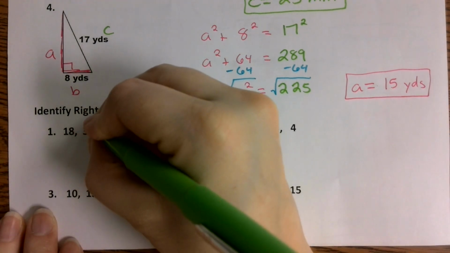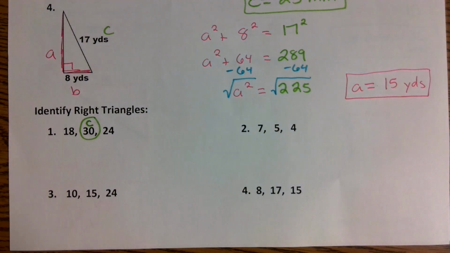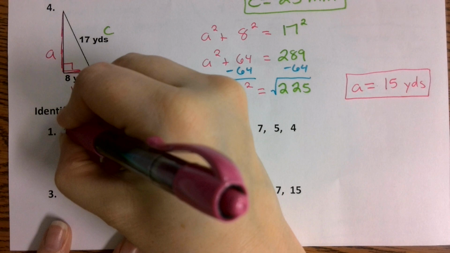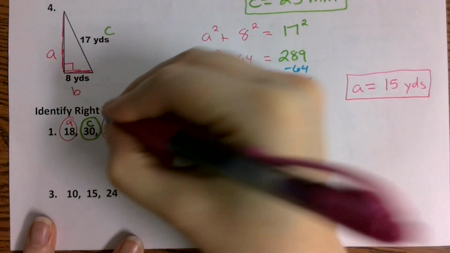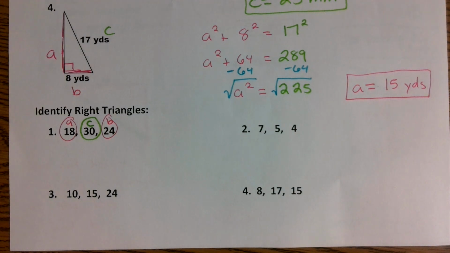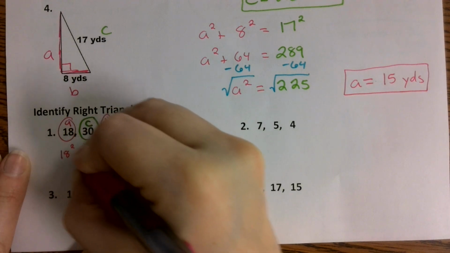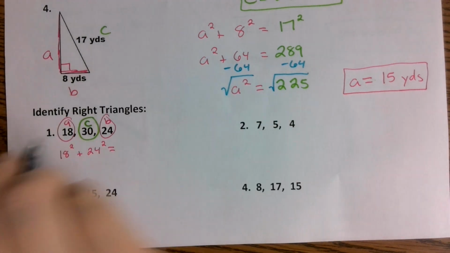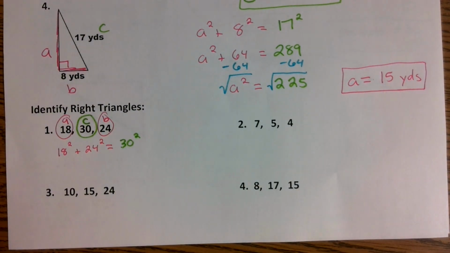Which one's the largest measurement for problem 1? 30. So this is our value of C. 30 is going to be our value of C. It does not matter which one of these is A and which one is B. I'm just going to go ahead and put 18 as A and 24 as the B. And then you just plug it into your formula and see if it works or doesn't work. So that means we're going to do 18 squared plus 24 squared, and that should be equal to 30 squared if it is a right triangle.